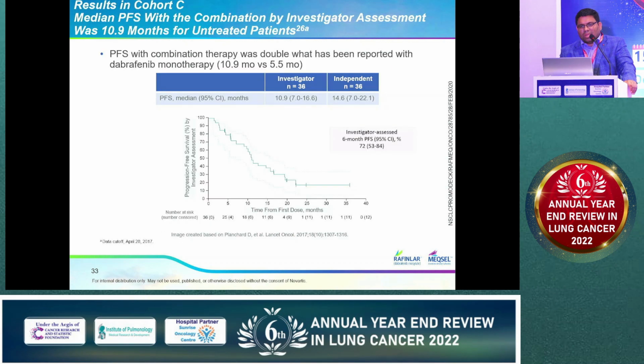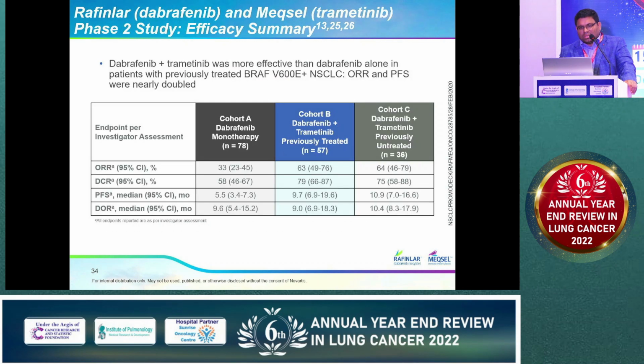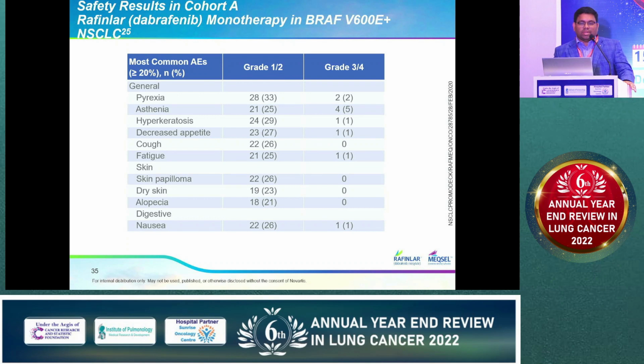Now, this gives you a snapshot of what would happen if you treat with monotherapy in the heavily treated population or in the treatment naive population, and you could see that with monotherapy it is 33%. The rest of the figures are nearly the same. So the message is that you need to use a BRAF inhibitor whether in first line or second line setting. At present the data shows that it doesn't matter.